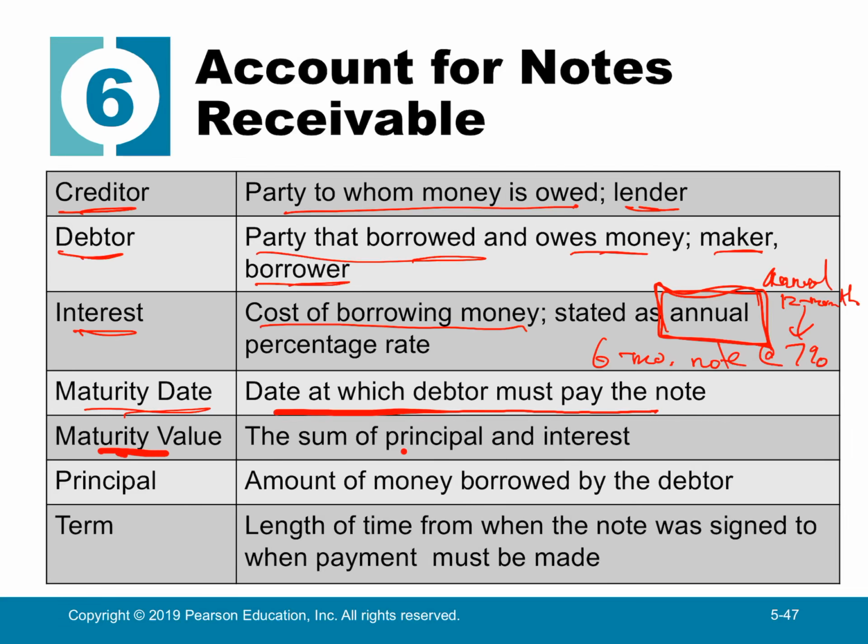The maturity value is just the principal plus the interest. So for most notes receivable, you just make one payment at the end. You pay back the principal and you pay back all the interest. And that's what's known as the maturity value. The principal is the amount of money that was borrowed, and the term is the length of time from when the note was signed to when the payment must be made.